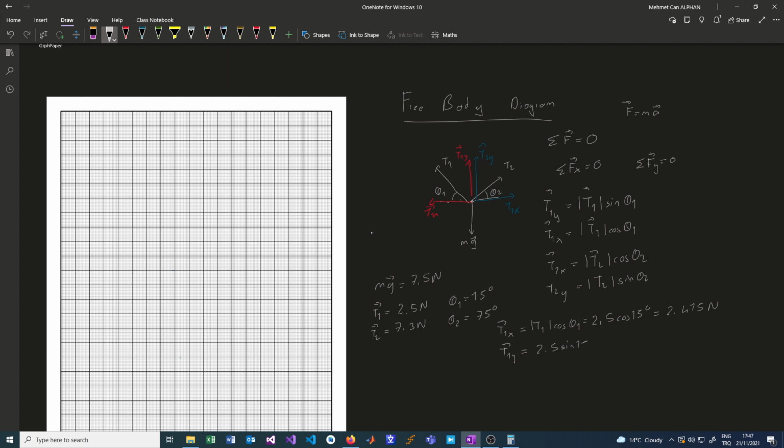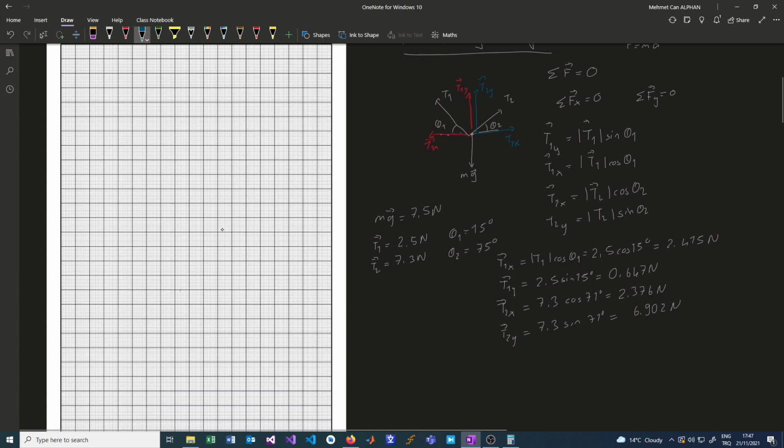2.5 times sine 15, which is 0.647 Newton. We need T2x, which will be 7.3 times cosine 71 degrees. If you do the calculation, it will be 2.376 Newton. They are approximate results, not the exact ones, but that will be more than enough for our drawing. And T2y is 7.3 times sine 71, which is 6.900 Newton. Right now we know the components. We can draw the free body diagram.